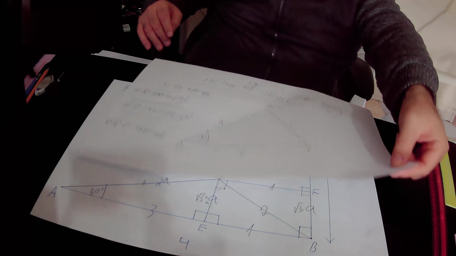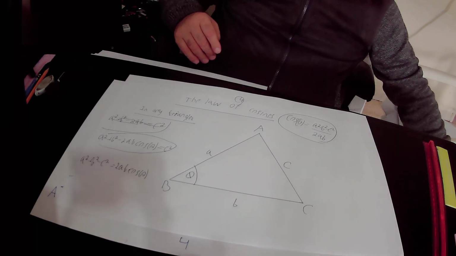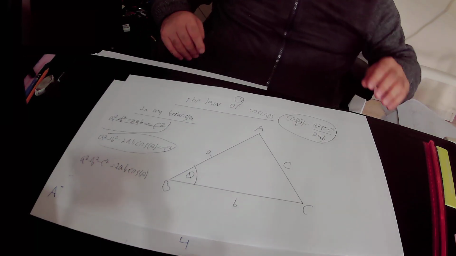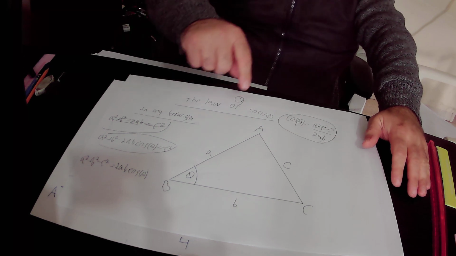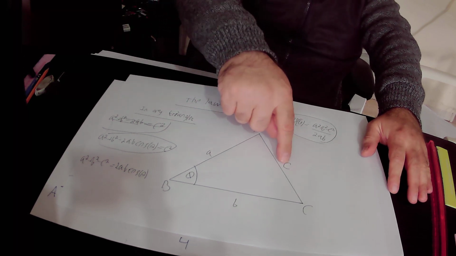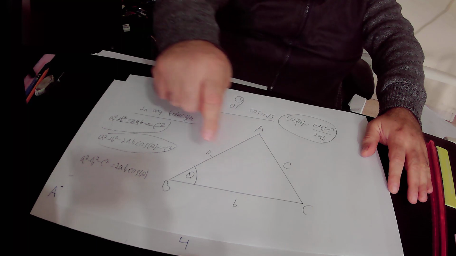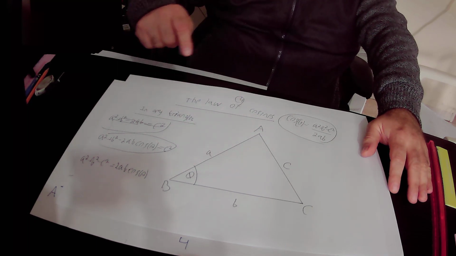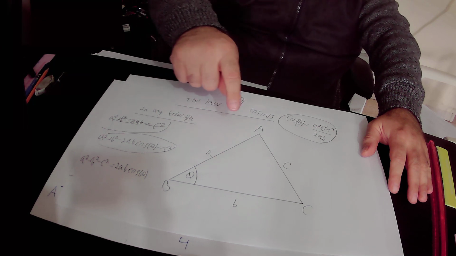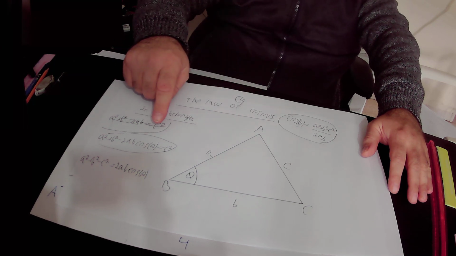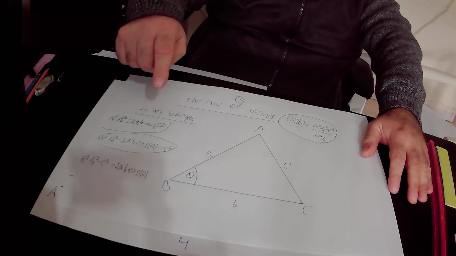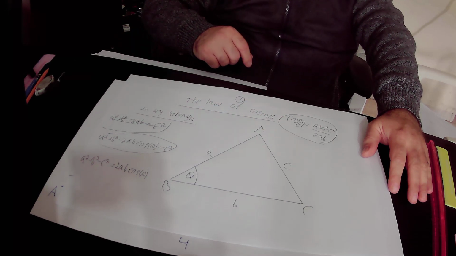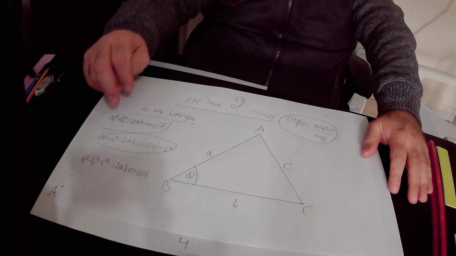In the next step I presented to you the law of cosines that is true in any triangle. If side AB equals A units, side AC equals C units, and side BC equals B units, and the angle between AB and BC is angle theta, then A square plus B square minus 2 times AB times cosine theta will be equal to C square. It is true in any triangle.